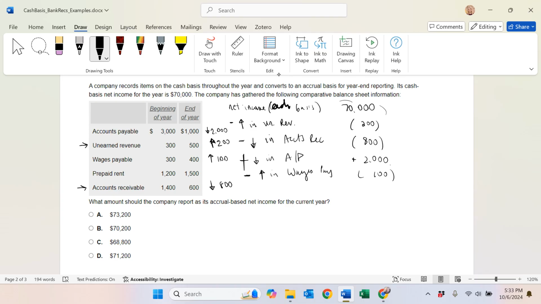And we have prepaid rent went from 1,200 to 1,500, an increase of 300. So the cash must have been paid to increase the prepaid rent. That lowered our 70,000 net income, but it didn't affect an actual expense. So I'm going to add back the increase in prepaid rent. And I'm going to get accrual-based net income of 71,200, which is choice D.